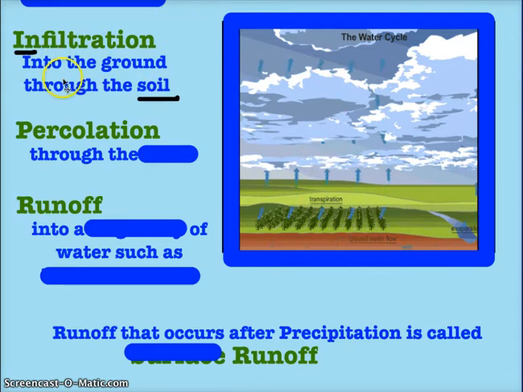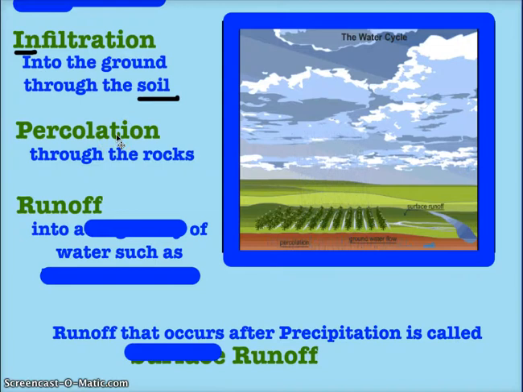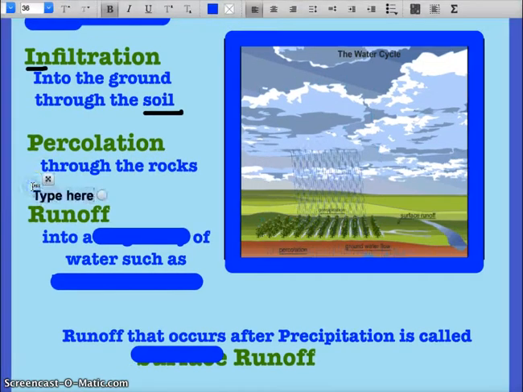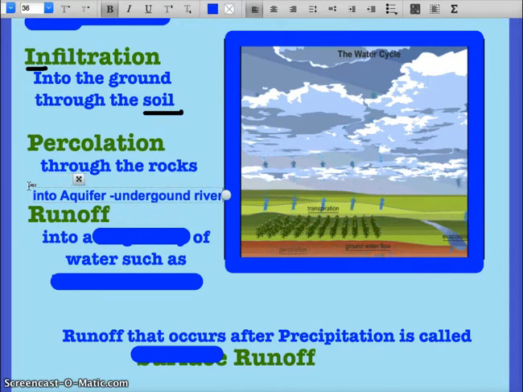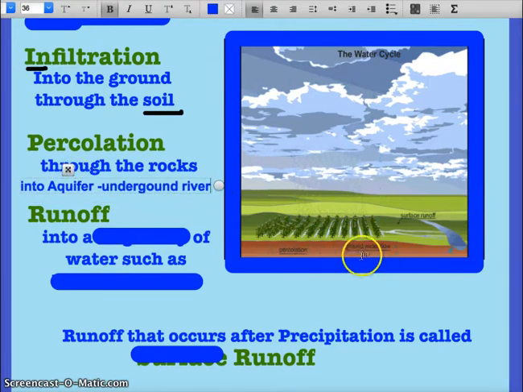Once water hits the ground and goes through the soil, called infiltration, it's going to go deeper down, and deeper in soil you have rocks, and water will percolate through the rocks, basically through the cracks of the rocks or in between rocks. It'll seep through, and then it'll land in an aquifer, and that should be in your notes as well. Into aquifer. And when it's in the aquifer, which is a river, underground river, it's going to run off. And basically runoff means this.